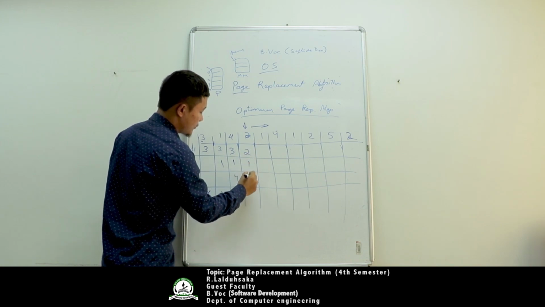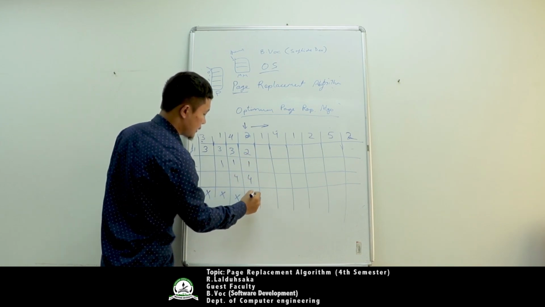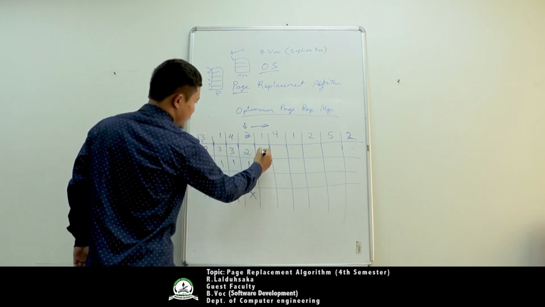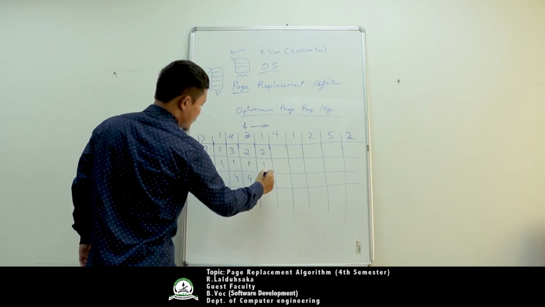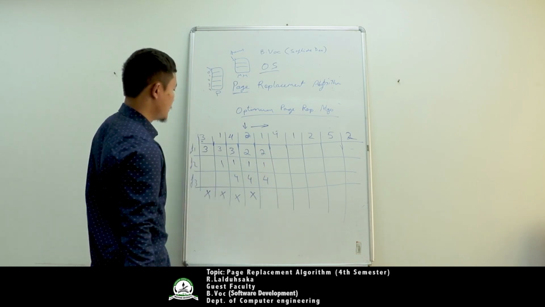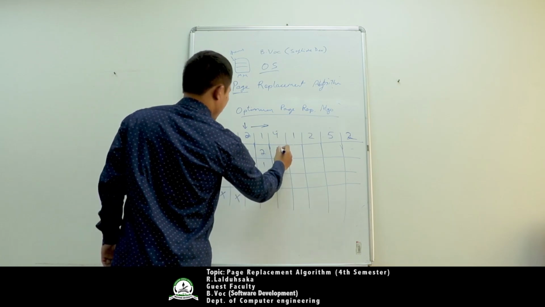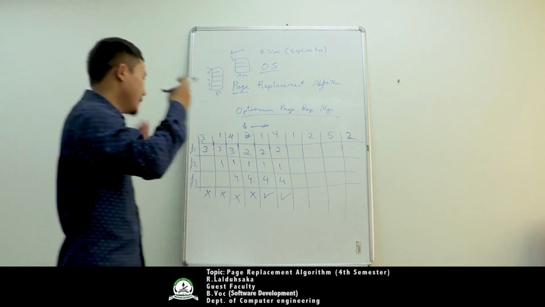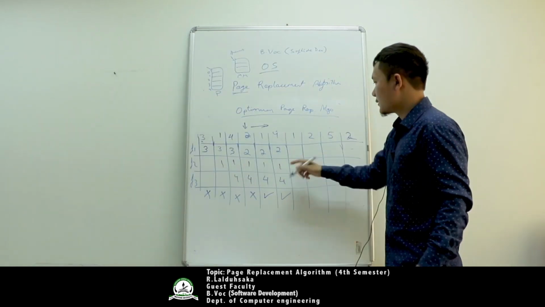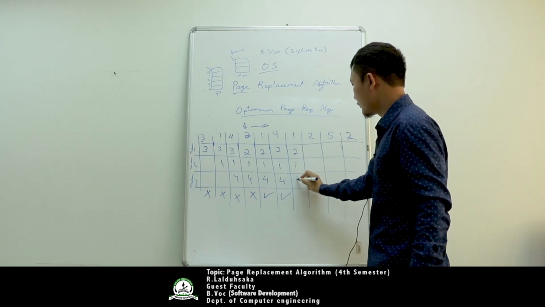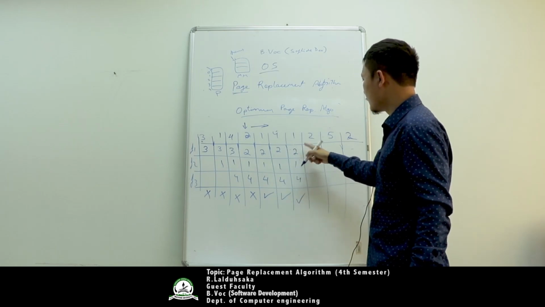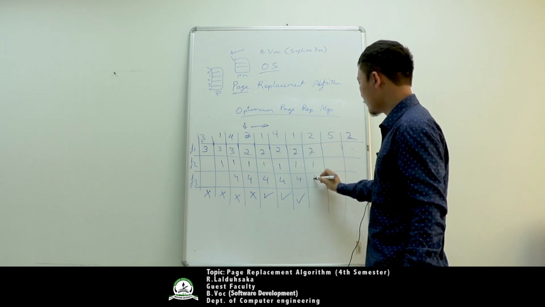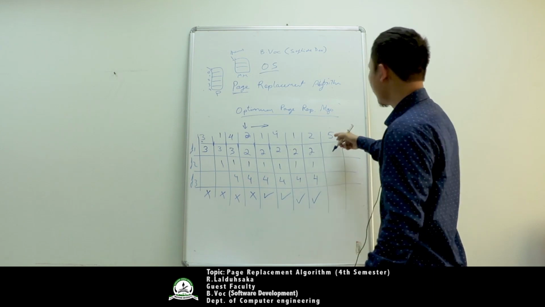2, 1, 4. This is a page fault. And then next is 1. It is a hit. 4 is already there. It is a hit. 1 comes again. It's already here, so it is a hit. 2, it is a hit again. Now 5 comes again.